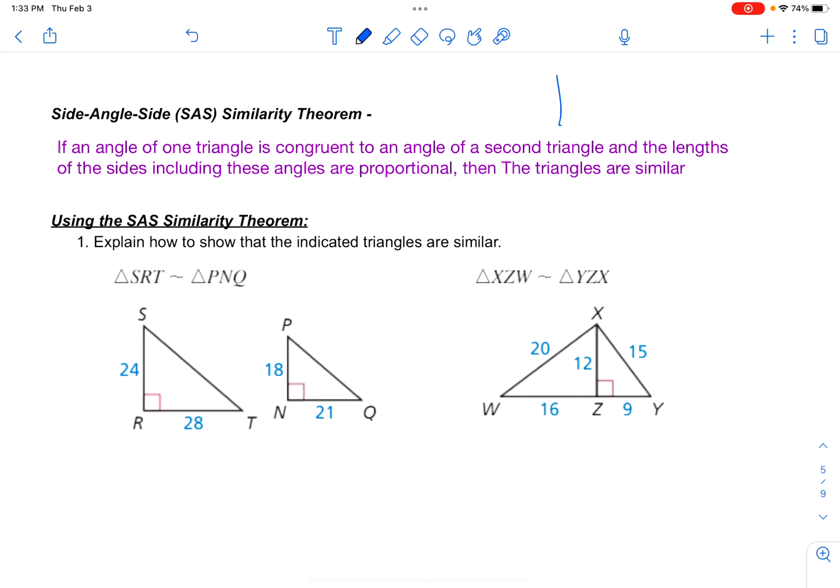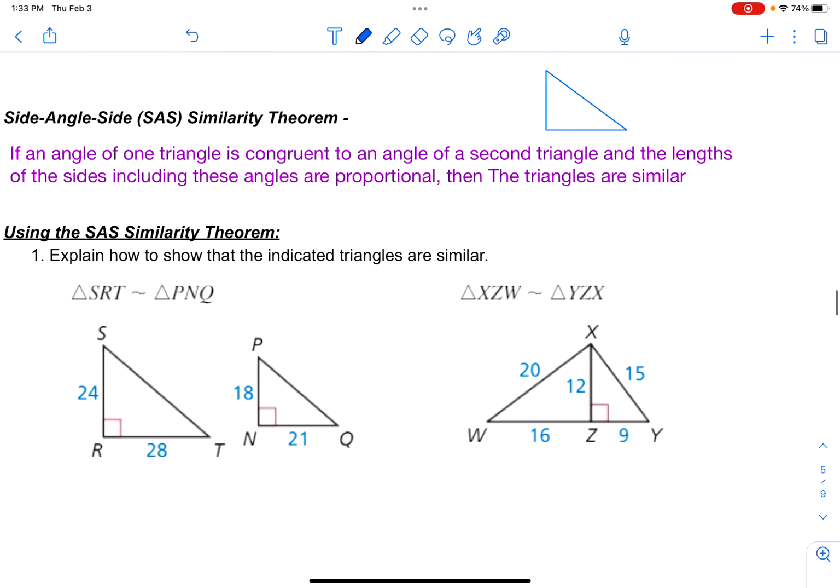So remember, if we have this triangle and we say that this is our congruent angle, then this side and this side would have to be proportional to our second triangle. So see how those two sides include that angle? So side, angle, side. So they actually form an angle. That is what proves side angle side similarity.